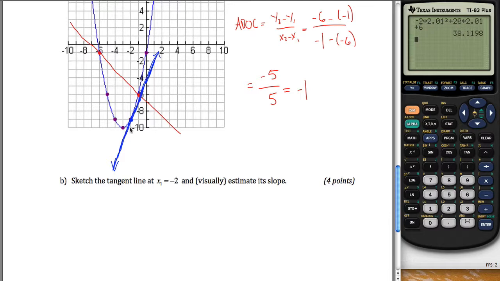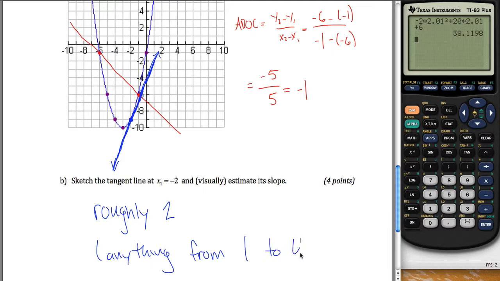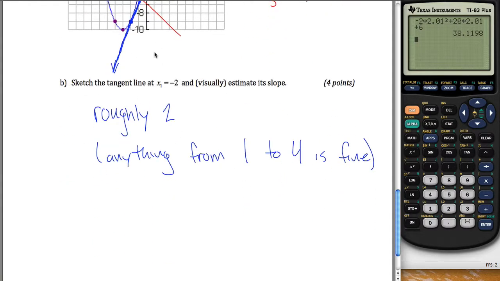Estimate its slope. It's definitely got to be a positive number. It looks in my picture like it's about 2. Right? It goes up by about 2 every time it goes over by 1. So roughly 2. Anything from, I don't know, 1 to 4 is fine. Just make sure you put in a positive number and show me that you know what you're talking about, as long as it matches your picture.